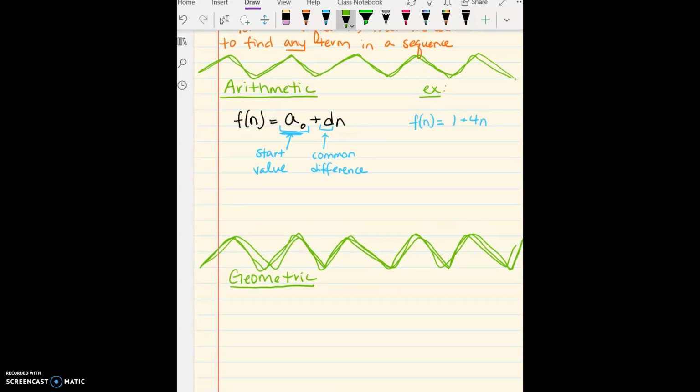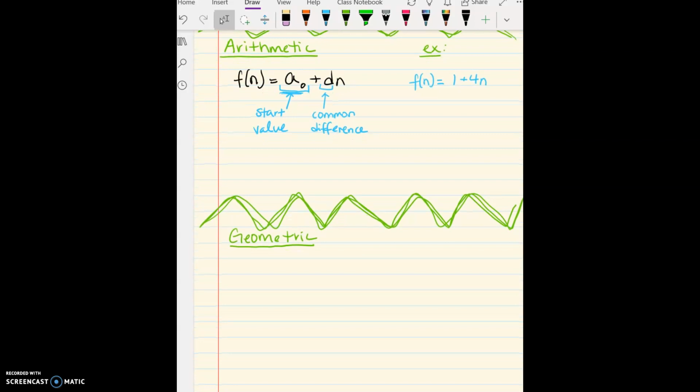Now remember, when you do this, you don't have to create the tables each time. Now that we've done the extended table and created the formula, we do not have to do the tables each time. So again, you're going to start off with f of n. You're going to have your a sub 0, just like before. That's your start value. So we started with 3 dots.